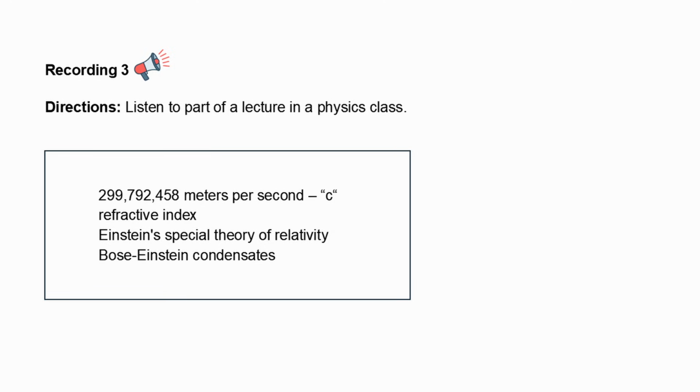Here's something that might surprise you. We can actually slow light down to walking speed under very special laboratory conditions. By using ultra-cold atomic gases called Bose-Einstein condensates, researchers have managed to reduce light speed to just a few meters per second. They've even managed to completely stop light and then restart it. These experiments help us understand the fundamental nature of light and matter interaction.